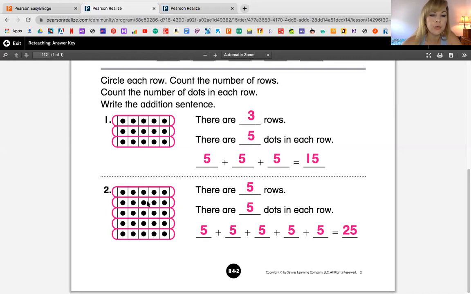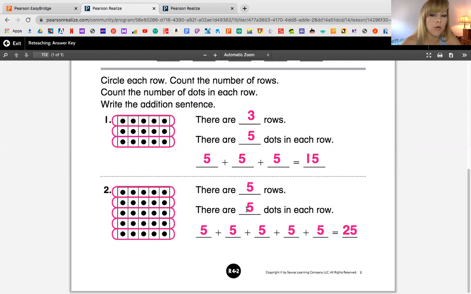For number 2, let's circle the rows. I have 1 row, 2 rows, 3 rows, 4 rows, and 5. There are 5 rows. How many dots in each row? 1, 2, 3, 4, 5. Remember, because it's an array, I don't need to count every row's dots, because I know if there's an array, they have the same number in each row.